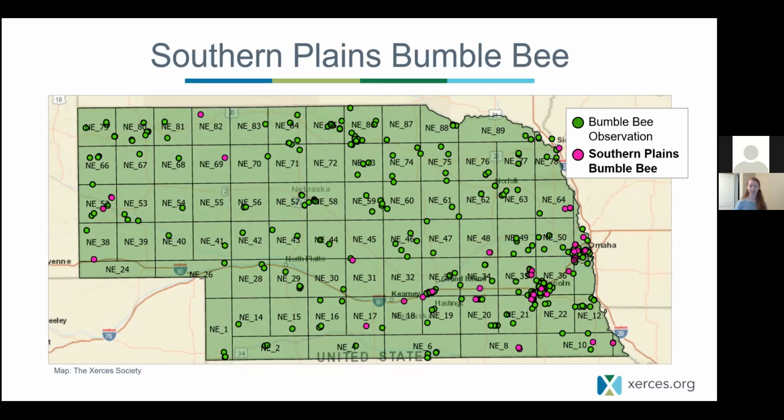And all the pink dots on here are observations just this year that have come in. So we had almost 60 observations of this bee. And this is a tier 1 at-risk species listed in Nebraska. And you can see that we've got a pretty nice distribution across the state.